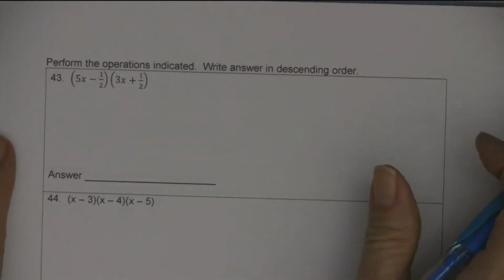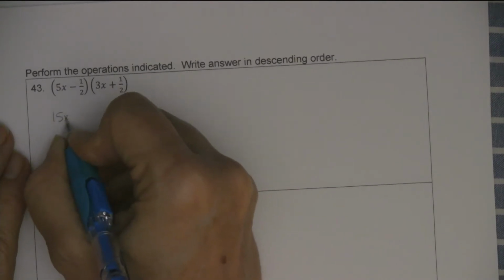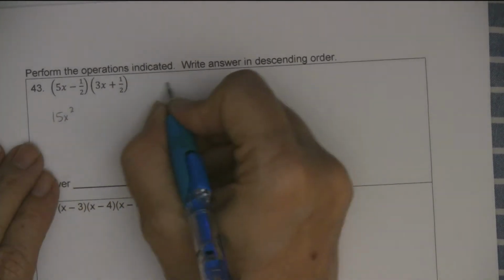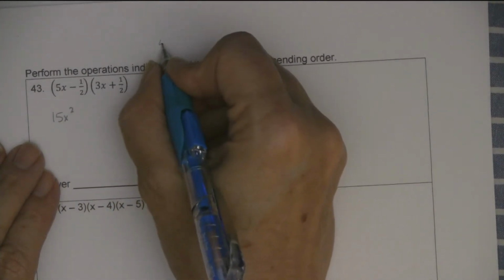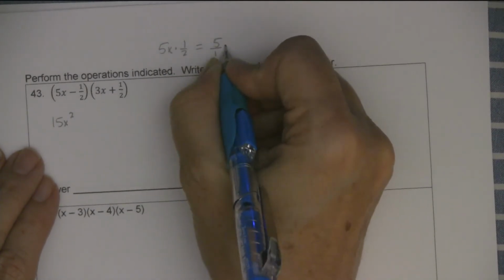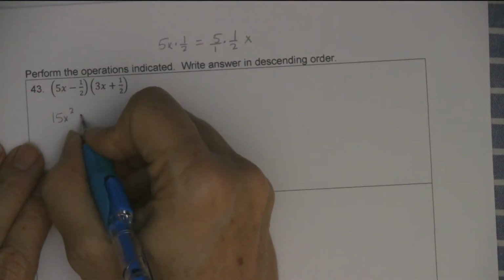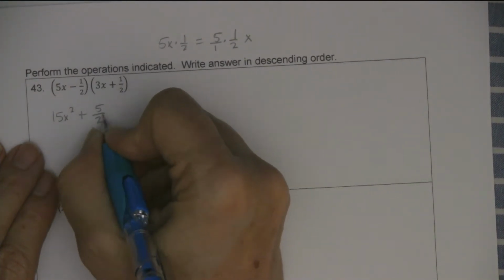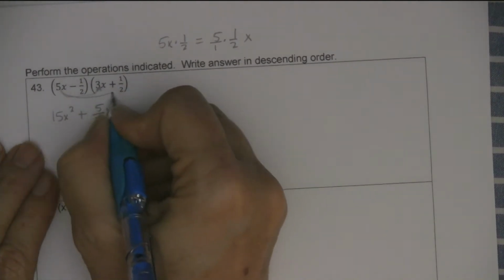Okay, 43. It's asking me to perform the indicated operation, which here is multiply. So I'm multiplying 5x times 3x is 15x squared. And I'm multiplying here. So that's 5 times half. You can do it up here if you want, 5x times half. And you're really doing 5 over 1 times 1 over 2x. So this is positive 5/2 x. So I did here and I did here.